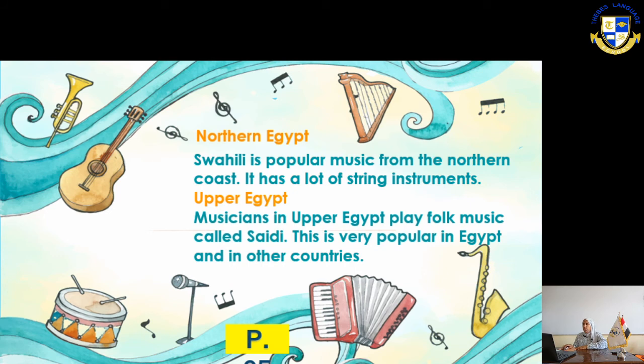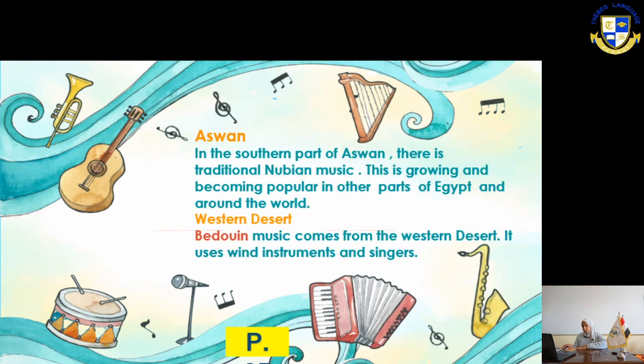Upper Egypt. Musicians in Upper Egypt play folk music called Saidi. This is very popular in Egypt and in other countries. Aswan. In the southern part of Aswan, there is traditional Nubian music. This is growing and becoming popular in other parts of Egypt and around the world.